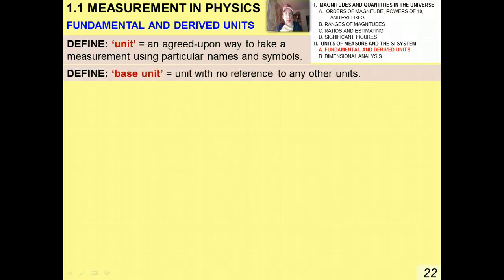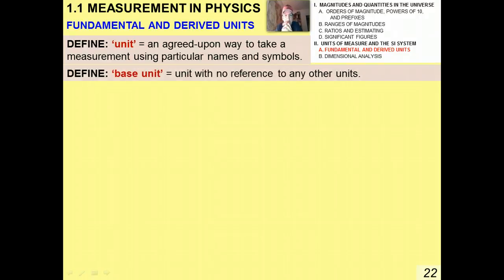Last year we talked about some units, and we've talked this year so far already about how important units are, that having a universally agreed upon set of units is absolutely critical for doing science and figuring out how the universe works. So it makes sense that we'll spend a little time talking about units in a little more detail. My formal definition of a unit is an agreed upon way to take a measurement using particular names and symbols. God, that's boring. What a boring definition.